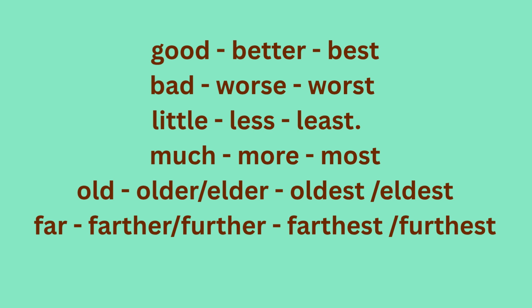Some adjectives do not follow any rules while forming the comparative and superlative forms. Look into the given examples. The adjective good, its comparative form is better and superlative form is best.